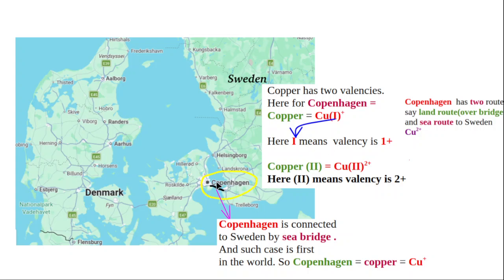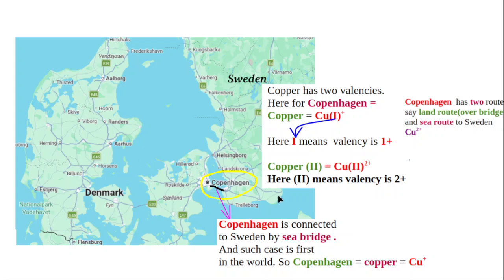That is why Copenhagen you are linking with copper. Copenhagen has two routes to Sweden, a land route and a sea route. Therefore, copper also has two valencies, one is 1 plus and another one is 2 plus. So Cu1 plus and Cu2 plus are there for copper.